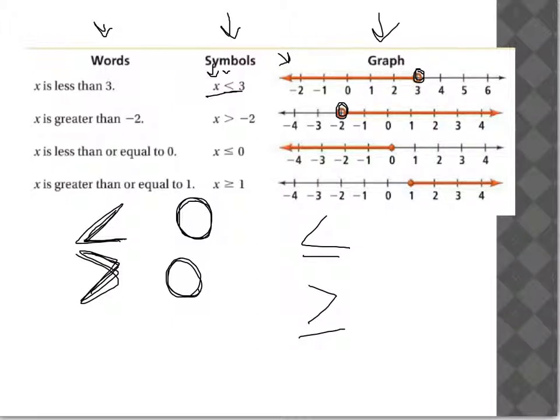The next one we have is less than or equal. The only difference is it has this line underneath. That's symbolizing or equals. This is less than or equal. And whenever you have a line underneath, it's always going to be a closed circle because it's saying it also includes that number. So it can be 0. The other two, when it's less than or greater than, do not include that number.